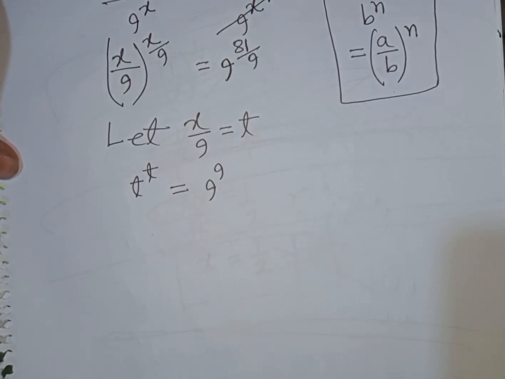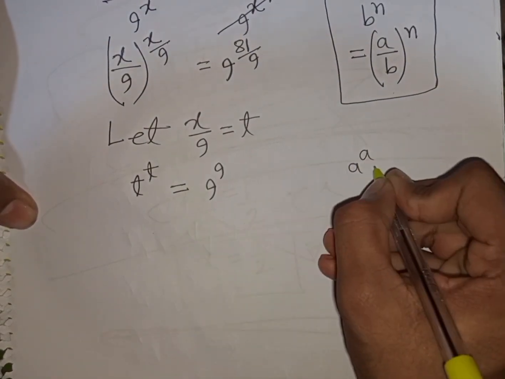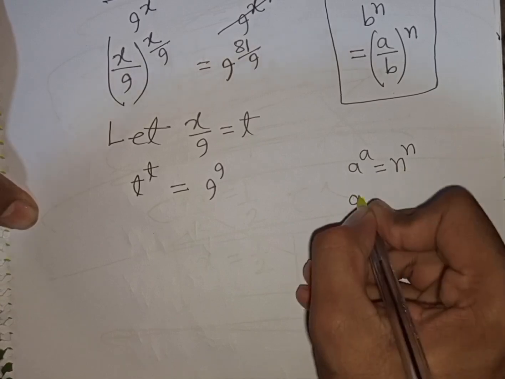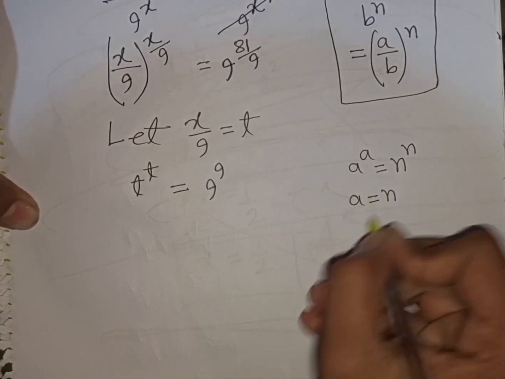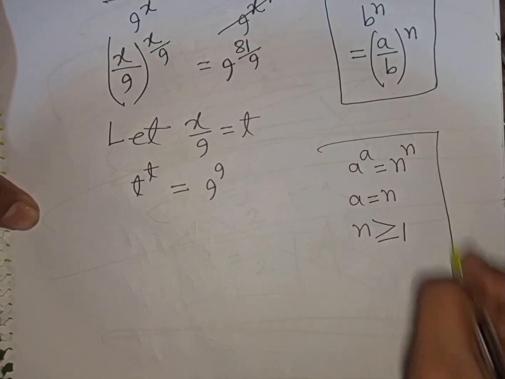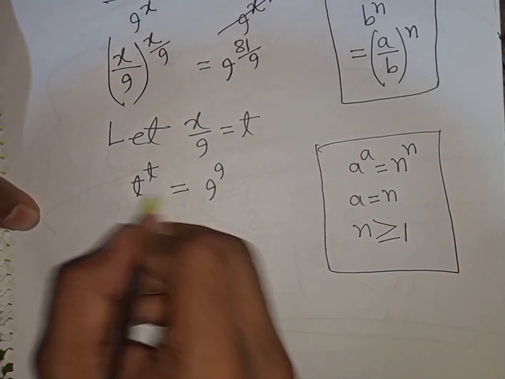Now here you can apply the rule that a power a is equal to n power n. So a will be equal to n, where n is greater than or equal to 1. So according to this rule, we can compare here. t will be equal to 9.